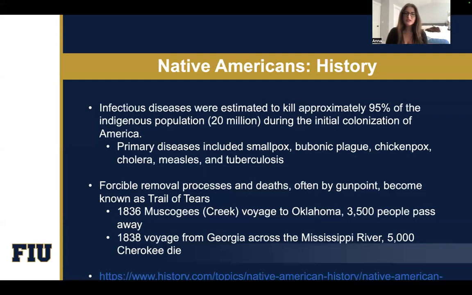The Trail of Tears, which was the forcible removal processes and deaths, often by gunpoint, also contributed to a large proportion of the population passing away. Primary instances to recognize include the 1836 Creek voyage to Oklahoma, during which 3,500 people passed away, and the 1838 voyage from Georgia across the Mississippi River, during which 5,000 Cherokee people passed away.